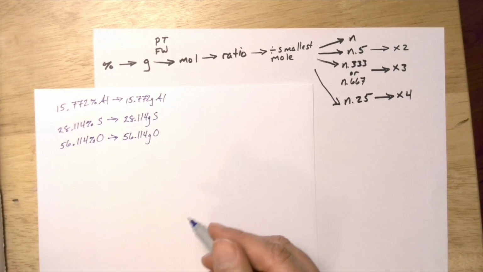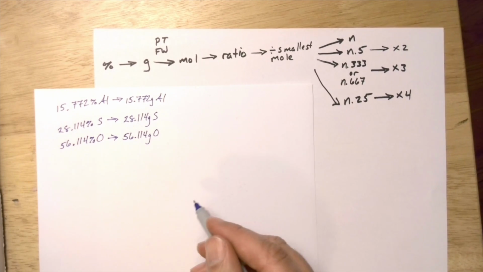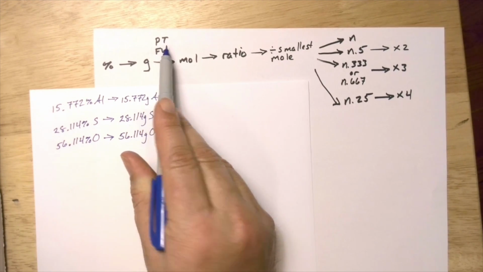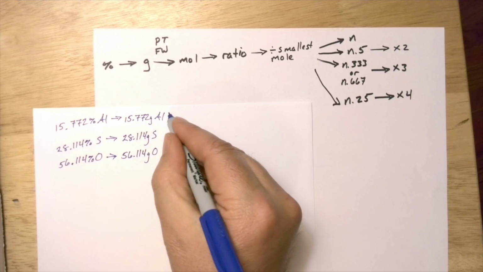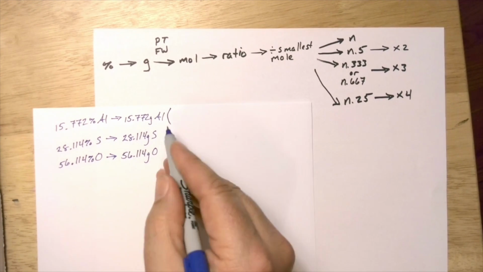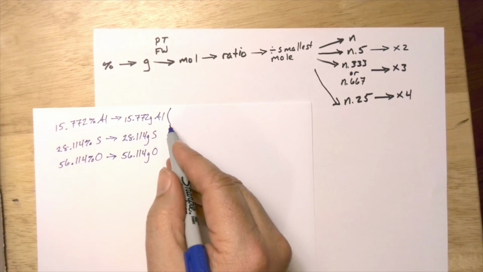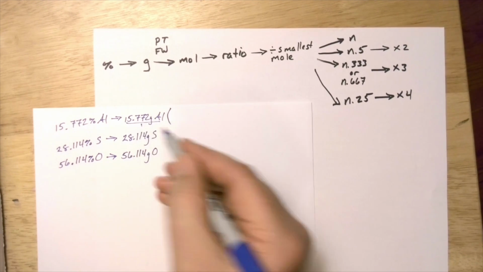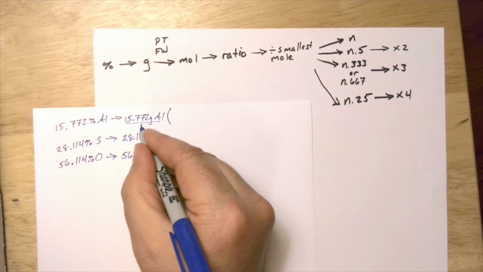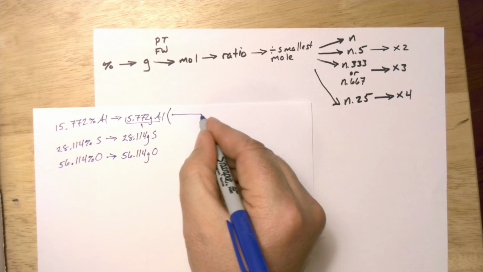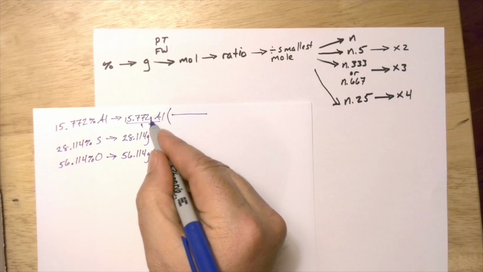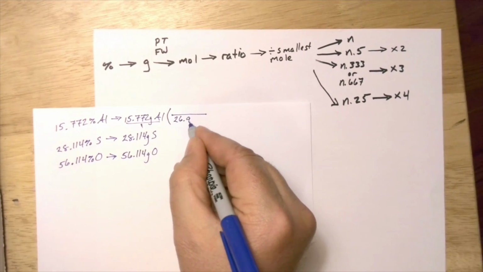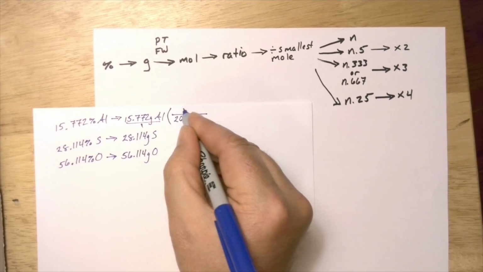So the next step is we need to go from grams to moles. So we need to use a periodic table. So open up a set of parentheses. If you look on the periodic table, aluminum is 26.982 grams. Again, this whole thing is over 1. So I need to have the unit grams on the bottom, because grams is up on top over here. So I'm going to put 26.982 grams on the bottom and 1 mole on top.